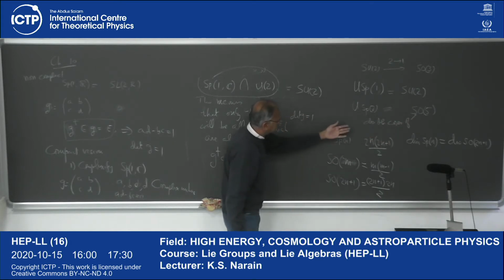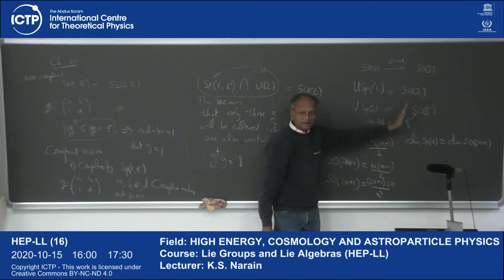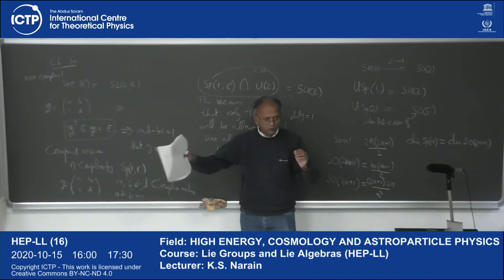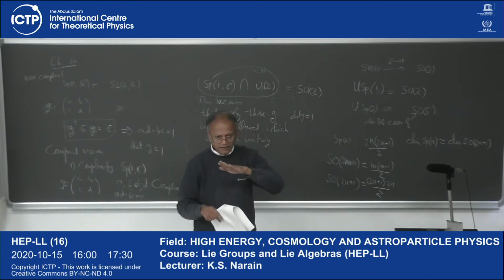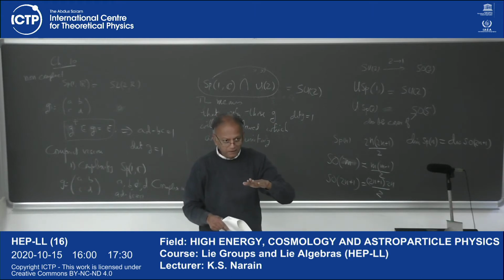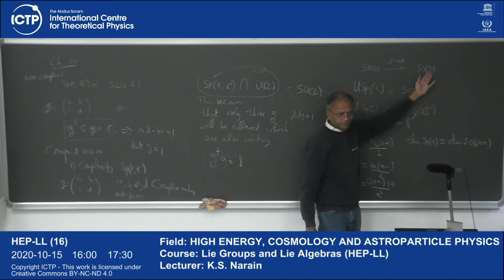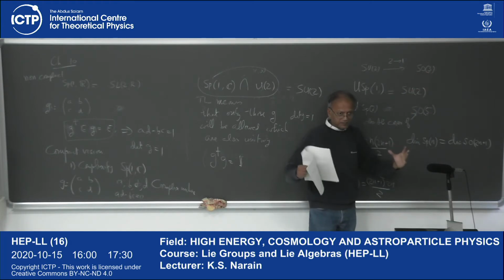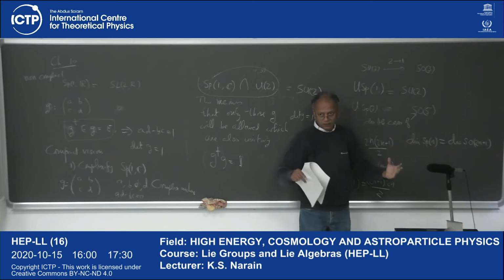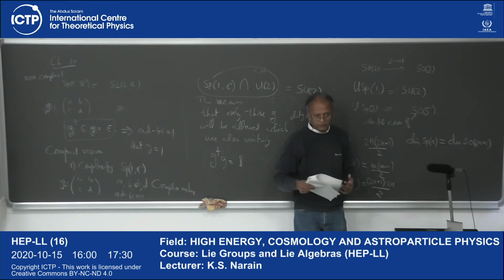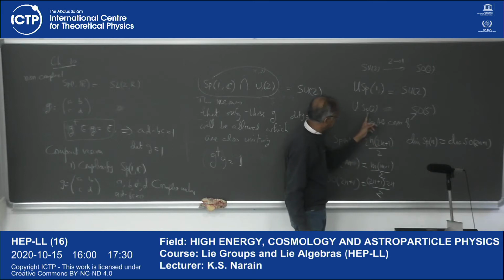In particular, when you say double cover, it means the Lie algebras are the same, because the Lie algebra probes only the neighborhood of the identity. At the level of Lie algebra, as we saw, SU2 and SO3 were the same. There was no difference at the level of Lie algebra. At the global level, when you go to the global description of the group, there was a difference between the two. Same thing happens here.